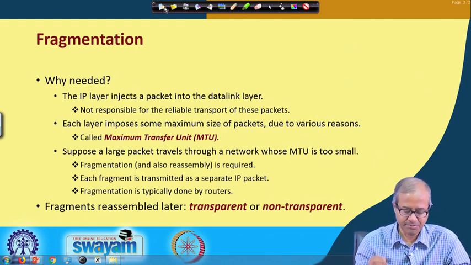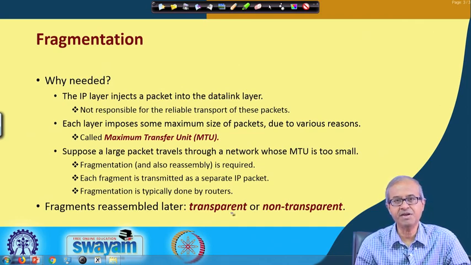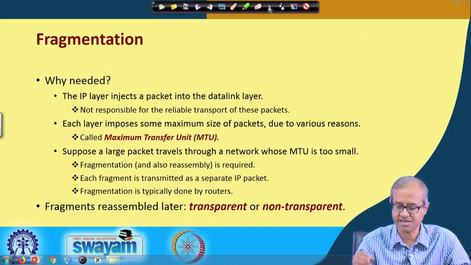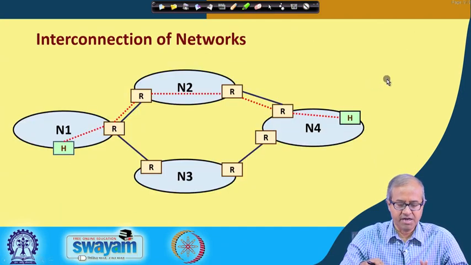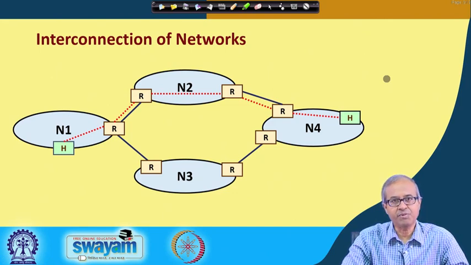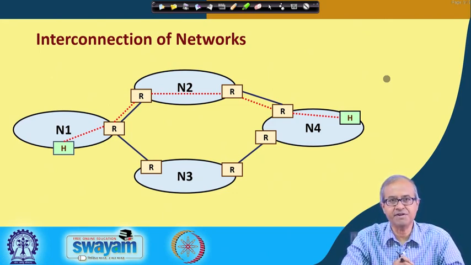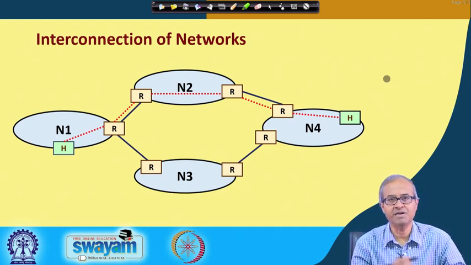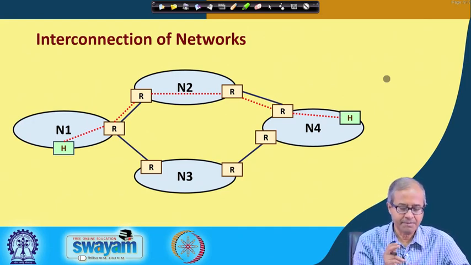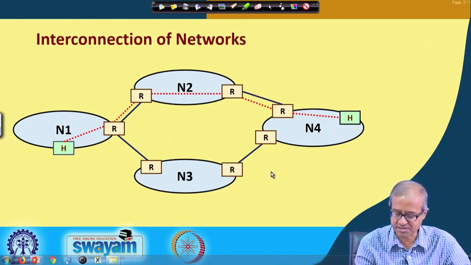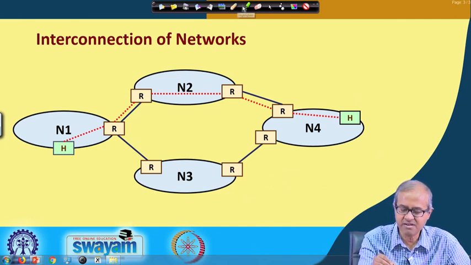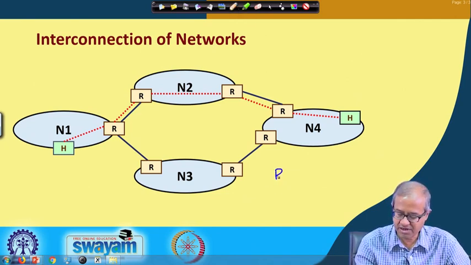When you are doing fragmentation and reassembly, the process can be transparent or non-transparent. This we shall be seeing in some detail. Now, this will be our network model. We will be assuming that we have a collection of networks, N1, N2, N3, N4, these are different networks. And you can see these small R's, these R's refer to routers.